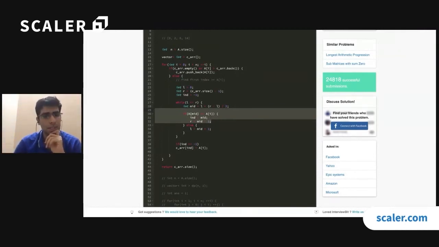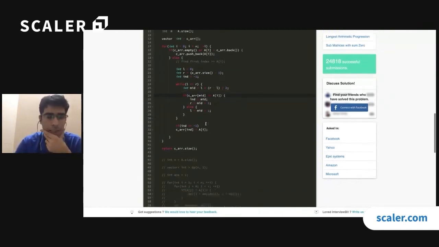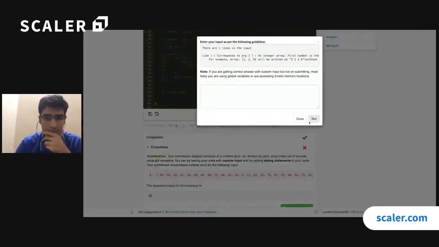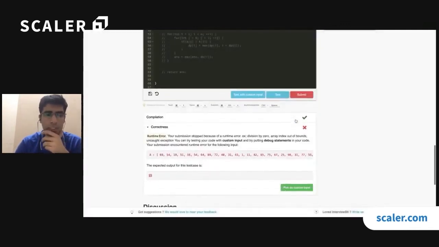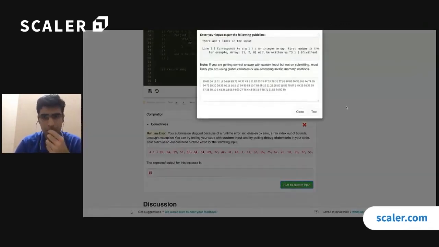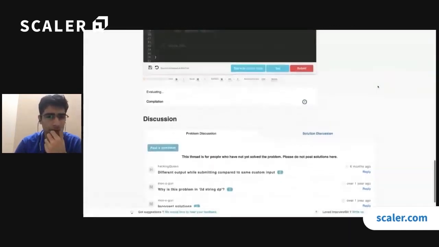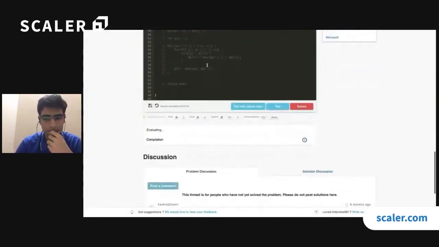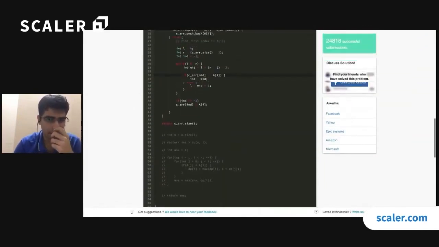Else if array mid is greater than or equal to array, sorry, we have to actually check else if current array mid. Okay, so this is the issue. It should be current array mid. Let us test it. So we just had a naming issue. If we were checking array mid, we should have checked current array mid.